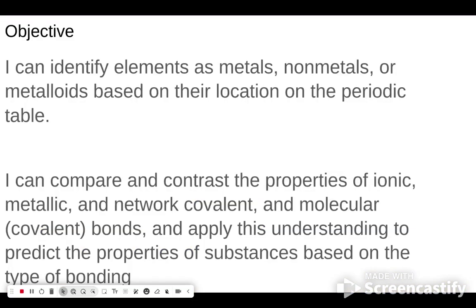So by the end of the lesson, I can identify elements as metals, nonmetals, or metalloids based on their location on the periodic table. I can compare and contrast the properties of ionic, metallic, network, and molecular covalent bonds and apply this understanding to predict the properties of a substance based on the bond type.